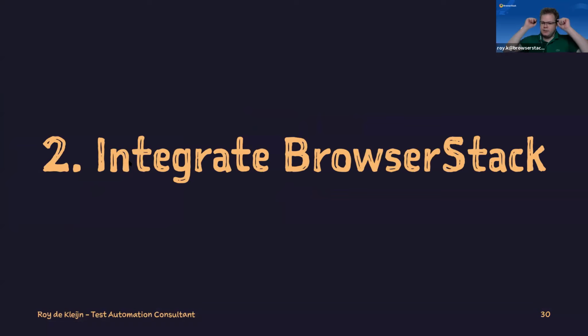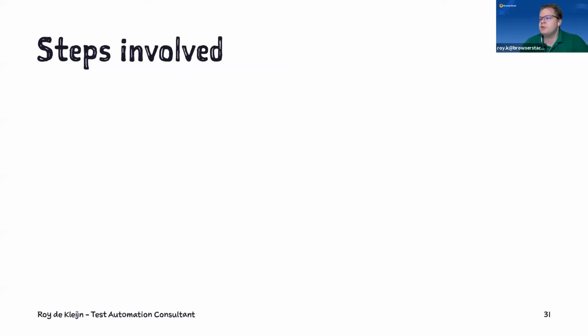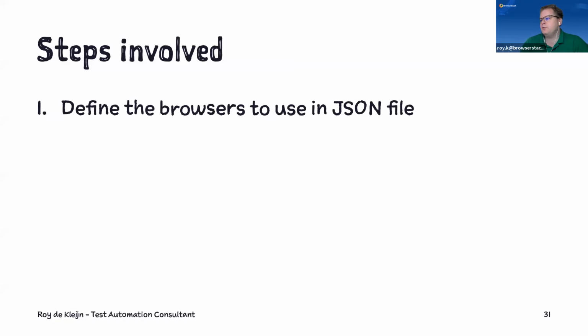So let's dive into the second topic of today. That is how to integrate BrowserStack on an existing project or new project. That doesn't really matter. There are some steps involved. First, we need to define the browsers we'd like to test. And we can define those browsers or browser operating system combinations in a JSON format file.